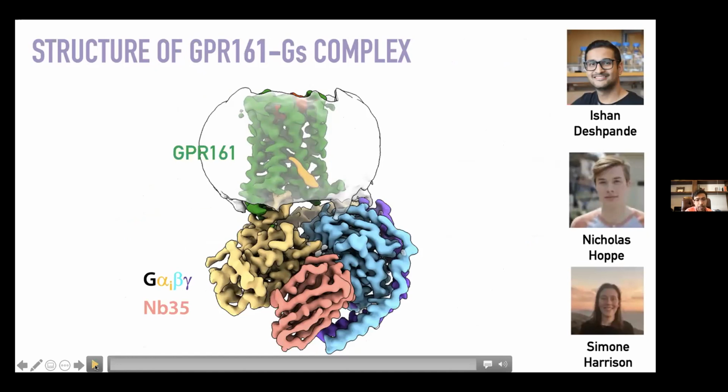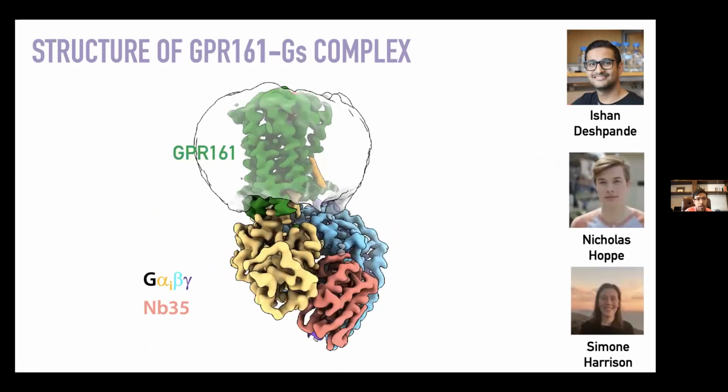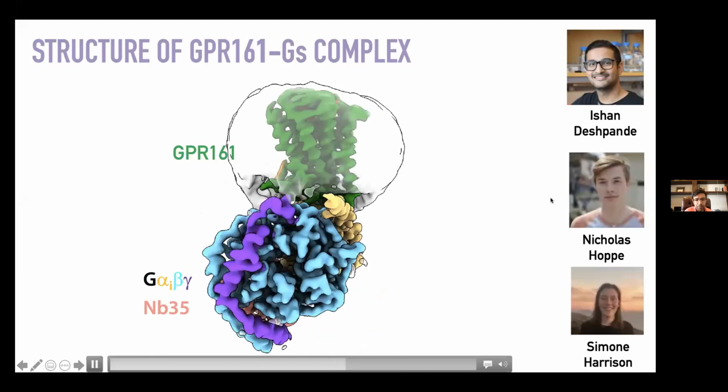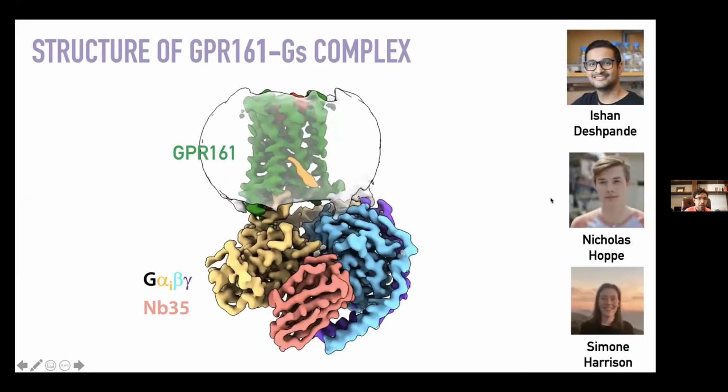And we're able to, again, working with the Stanford S2C2 Center, determine a pretty reasonably good cryo-EM structure of GPCR161, again, bound to its G protein. Now, the structure has revealed a few very interesting highlights.